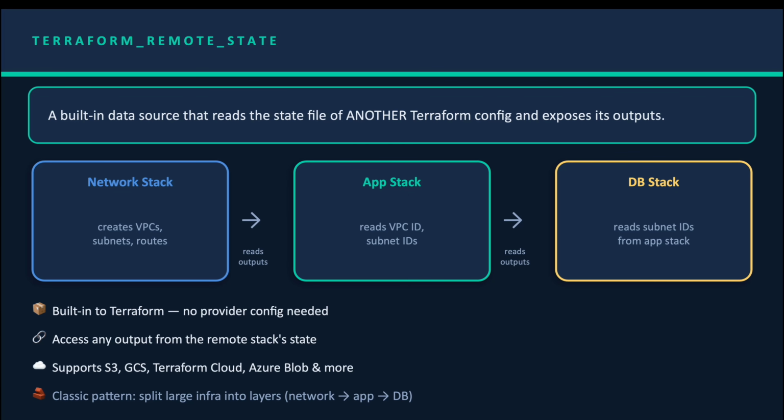You have a network stack that creates a VPC and subnets. Your app stack reads those VPC IDs using remote state. Your DB stack reads subnet IDs from that app stack. Each layer consumes output from the layer below. Clean, separate, no duplication. Supported backends include S3, GCS, Terraform Cloud, Azure Blob, all the major ones.